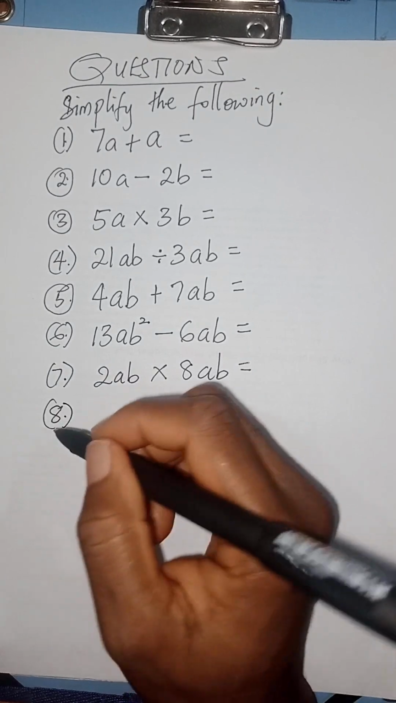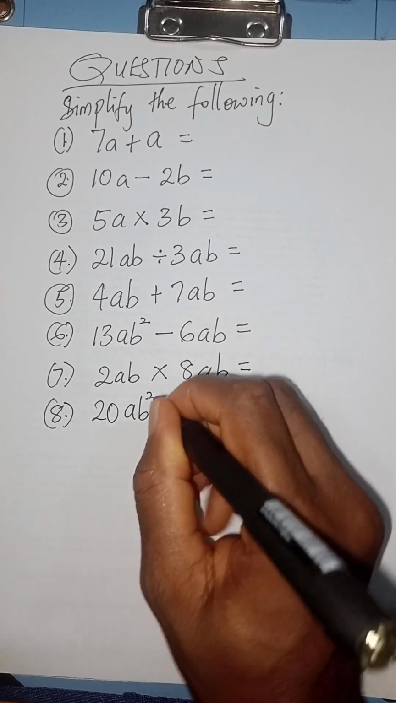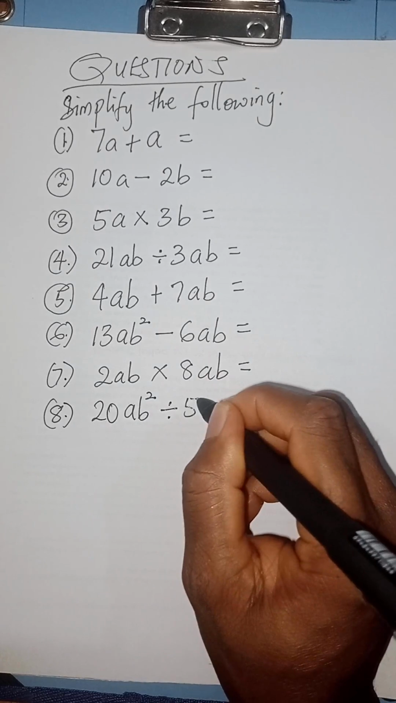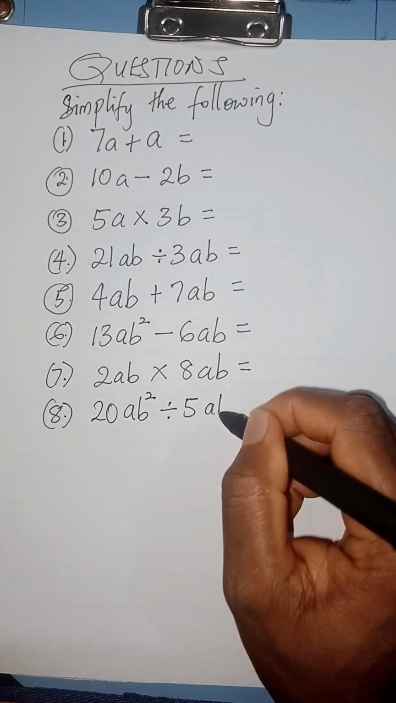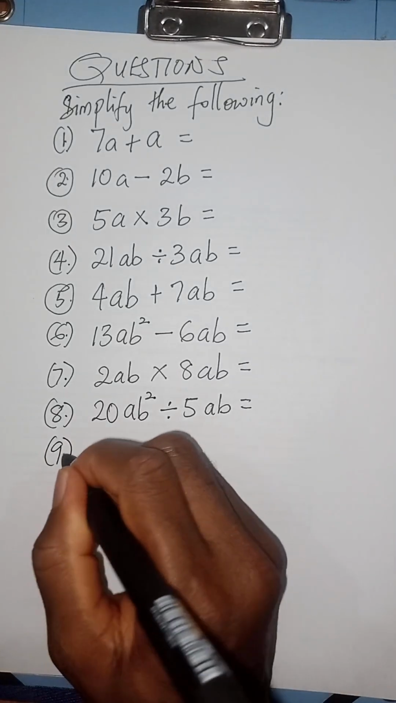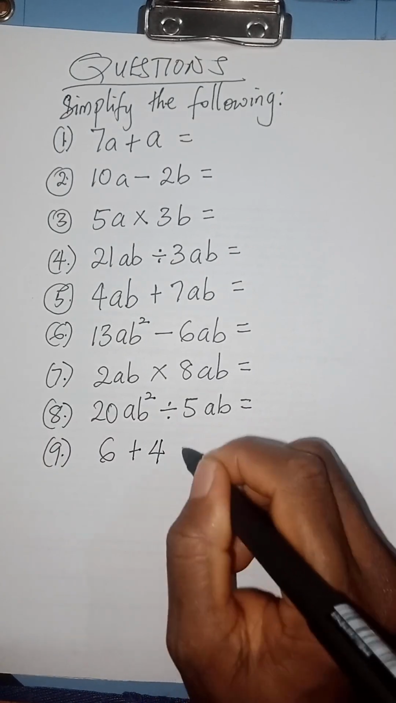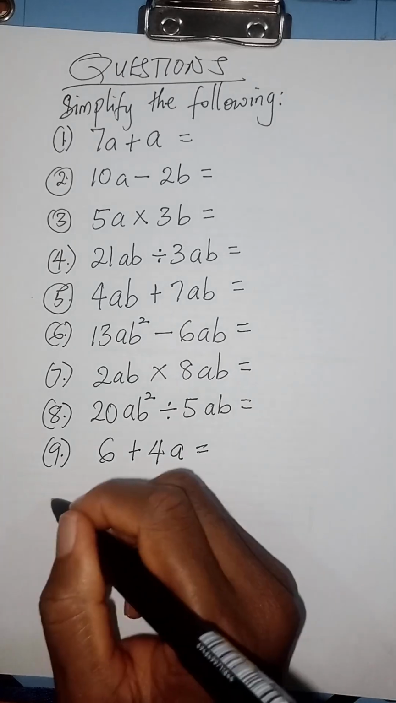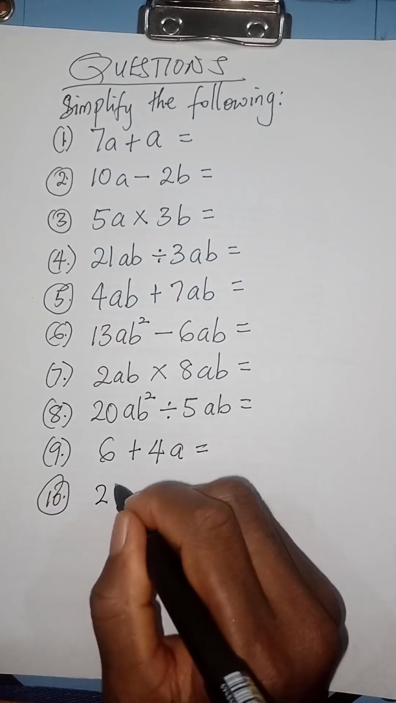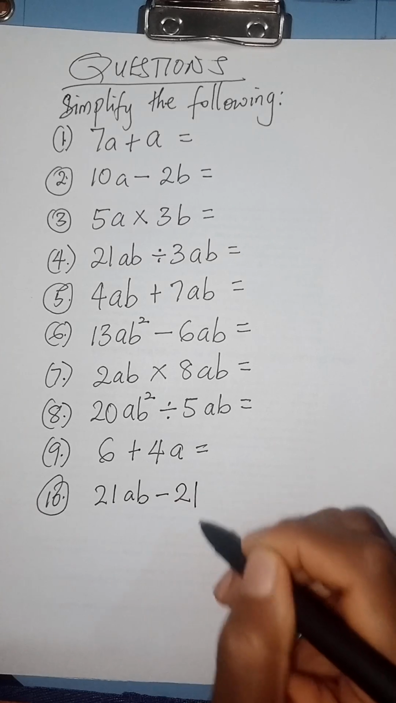Number eight, 20ab squared divide 5ab. Number nine, 6 plus 4a. And the last one, number 10, is 21ab minus 21.